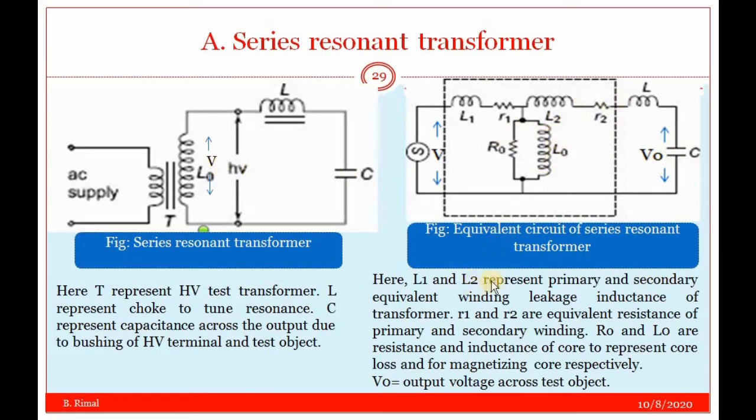Here L1 and L2 are the primary and secondary equivalent winding leakage inductances of the transformer. Similarly, R1 and R2 are the equivalent resistances of the primary and secondary windings. R0 and L0 represent the resistance and inductance of the core. That is, R0 represents the core loss, and L0 is responsible for magnetization of the core.